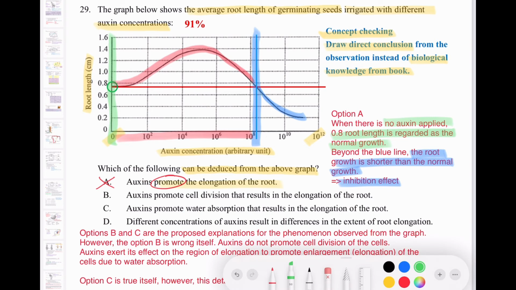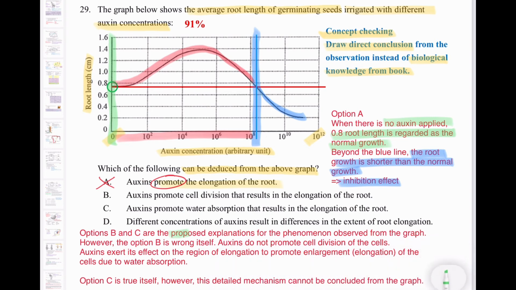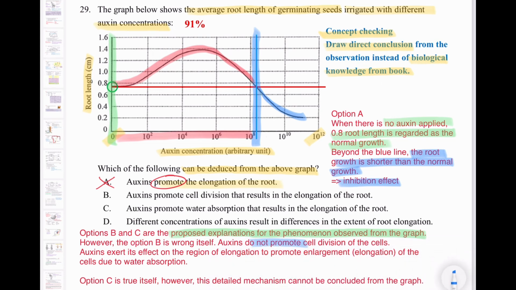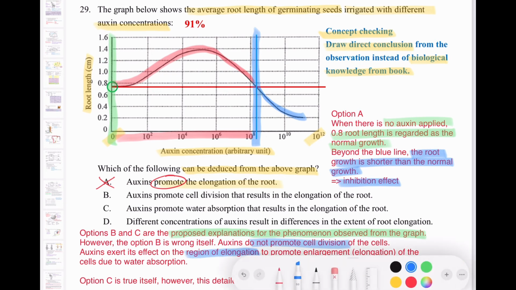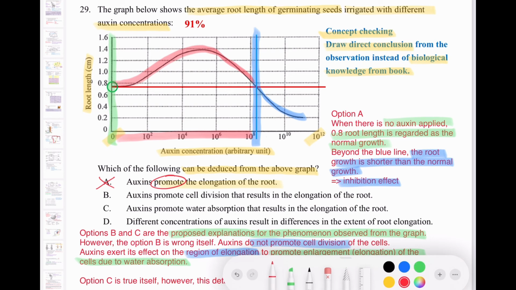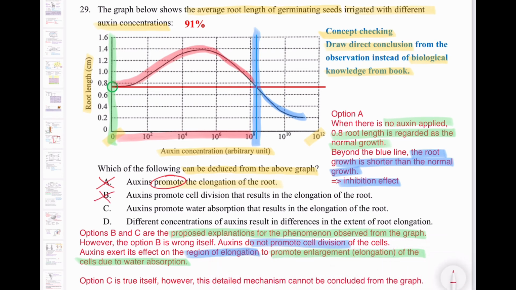And then I would like to talk about options B and C at the same time, because they are the proposed explanations for this phenomenon observed from the graph. Option B is wrong in itself, because auxin cannot promote cell division. Its true function is to exert its effect on the region of elongation to promote the enlargement of the cell by water absorption. So that's why option B is wrong in itself, and we cannot draw this conclusion from the graph either.